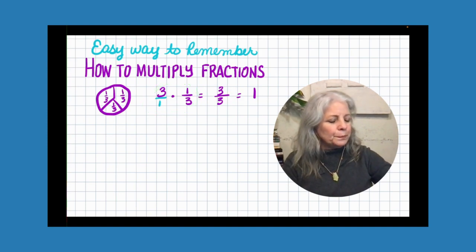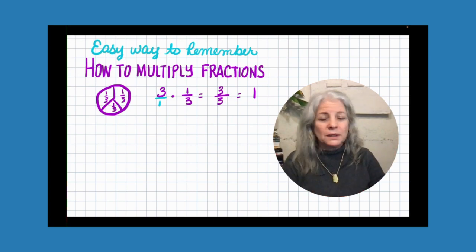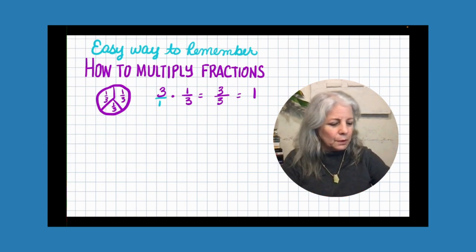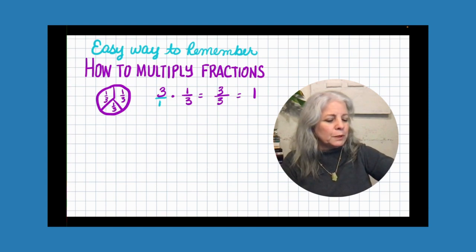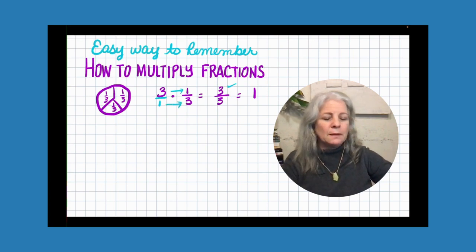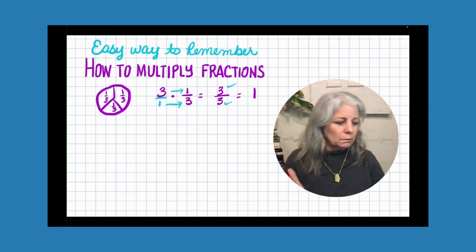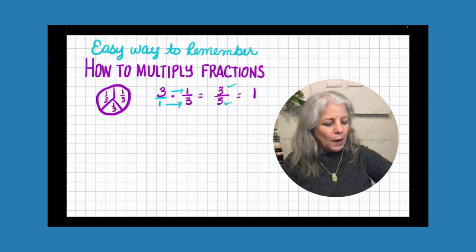All right, so in the numerator, I've got a 3 and a 1. If I add them together, I know that's not going to work because I need a 3. I don't need a 4. But if I multiply 3 times 1, then I'm going to get 3. If I multiply in the denominator, the same thing, 1 times 3, I get 3. So that looks good. That seems to make sense to me. So let's try another one.